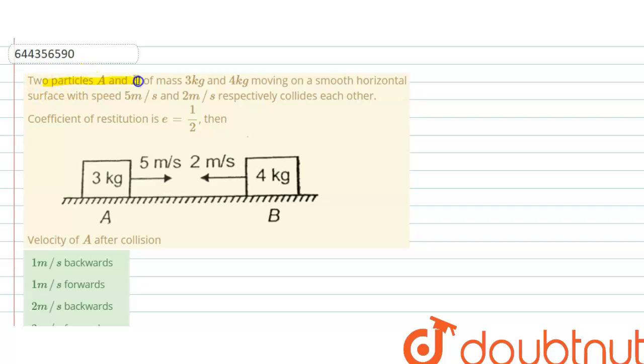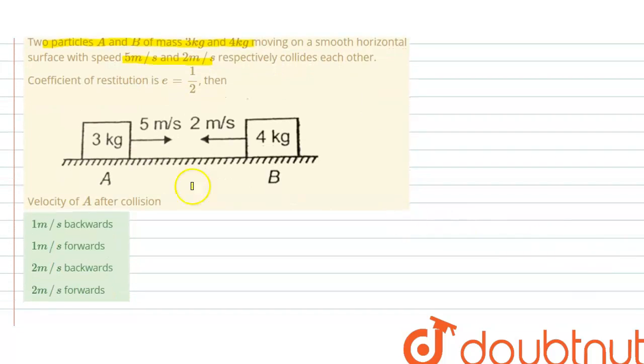Hello everyone, let me explain this question to you. Two particles A and B of mass 3 and 4 kg moving on a smooth horizontal surface with a speed 5 meter per second and 2 meter per second respectively collide each other. Coefficient of restitution e is equal to 1 by 2. Then the velocity of A after collision, there are four options given. Okay, so we have to find the velocity of A after collision.